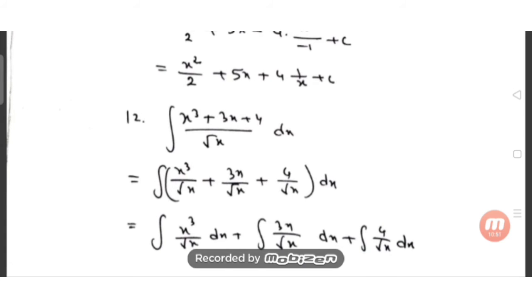Same procedure we have applied in question number 12 also. Polynomial by monomial, term-wise I have divided, right? Then division will give you x cubed by root x into dx, 3x by root x into dx, 4 by root x into dx, okay?